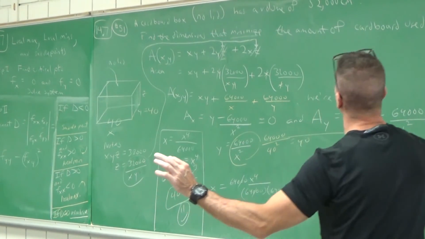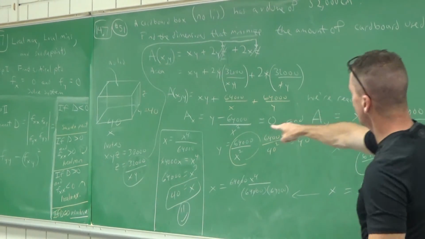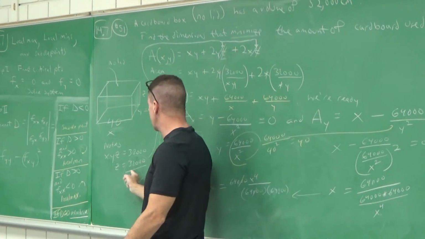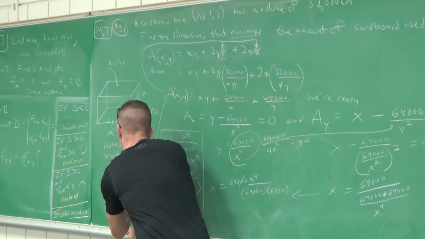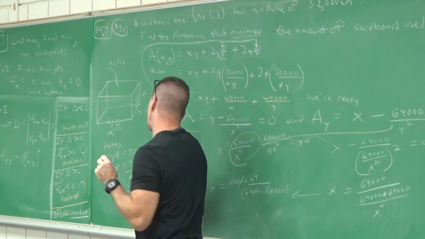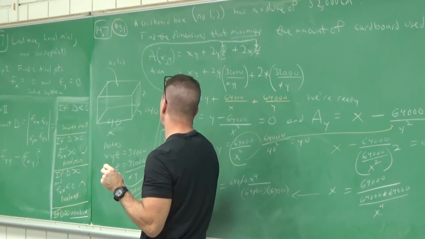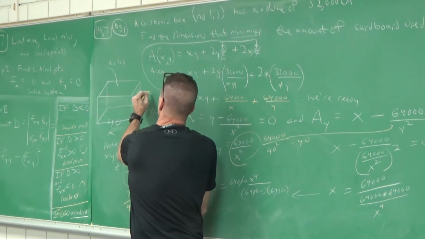Where's Z? There it is. Right there: 32,000 over x squared. 32,000 over 40 times 40. Well, that's not 40. Is that 20? Yep.